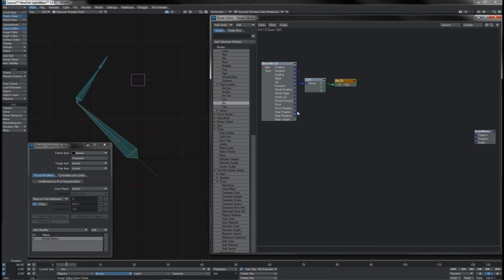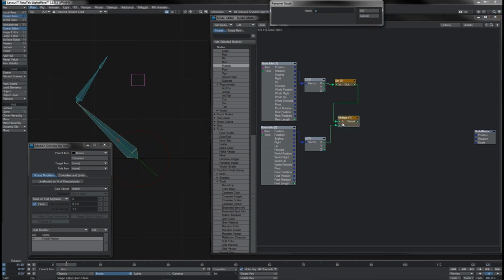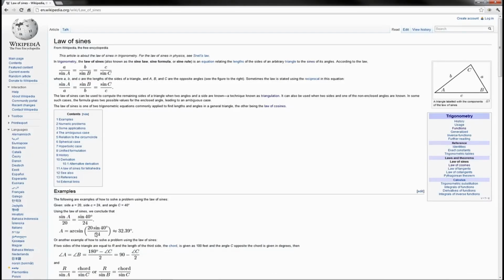We're wanting length A, which was the forearm length, so the hand Z position. So we get the hand, and there we go. Its Z position is little a. So we multiply length A by the sine of angle C. So that's A sin C. Then we want to divide that total by the length of side C. So that's the distance to the goal.